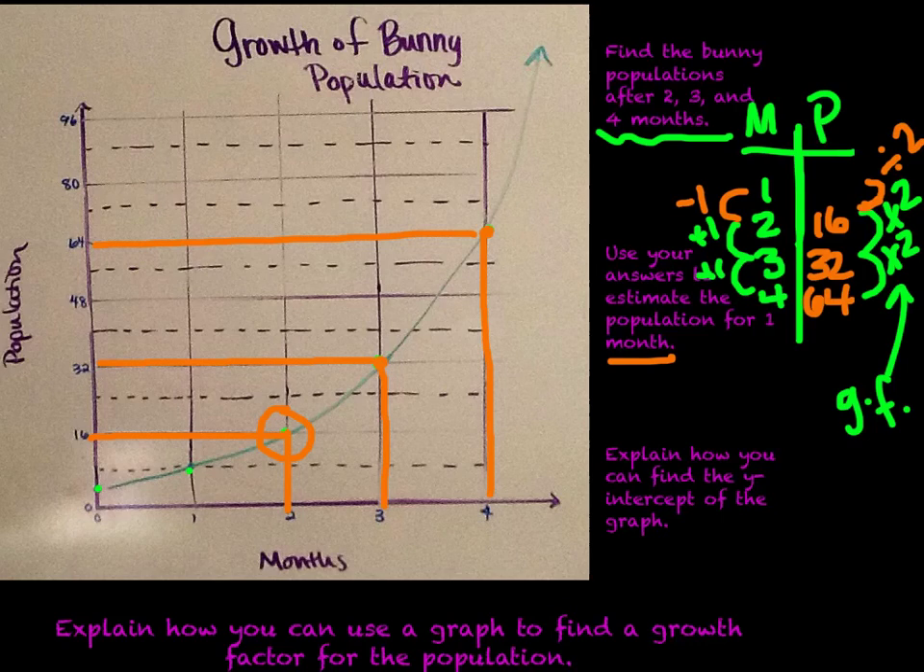If I were to divide 16 by 2, I would get 8. So at 1 month, we have 8 bunnies. How exciting. There's 8 little bunnies running around, and they're nibbling on things and eating bunny food, and it's exciting.